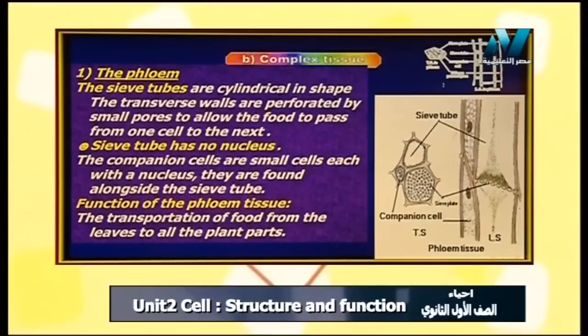The companion cell contains a big nucleus to control the activities of the sieve tubes. The function of the phloem is the transportation of food from the leaf to all the plant parts.